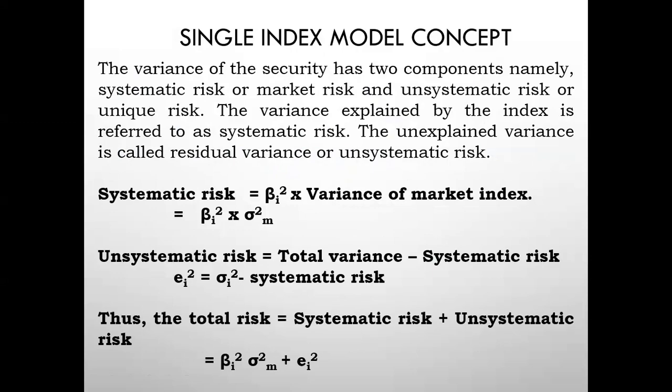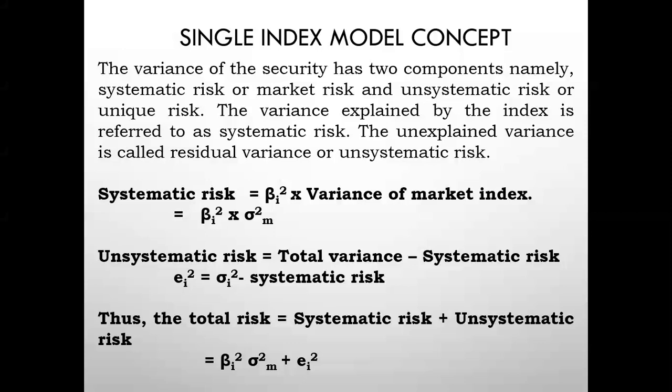The other concept in the single index model is the variance of the security, which has two components: systematic risk, also known as market risk, and unsystematic risk, which is the risk unique to the specific industry or company. The variance explained by the index is referred to as systematic risk, and the rest as unsystematic risk. The systematic risk is equal to beta squared into the variance of the market index. Here variance means sigma square, and standard deviation means only sigma.